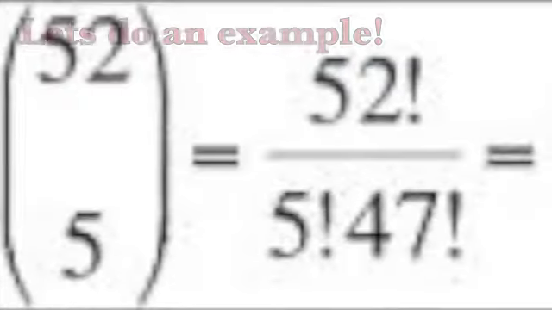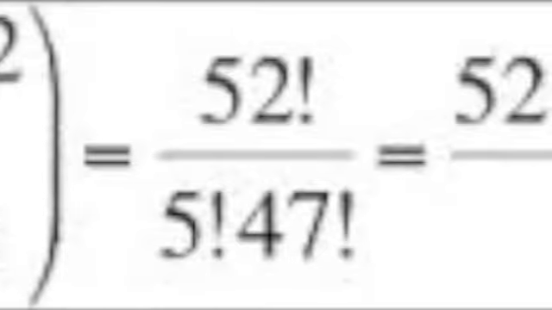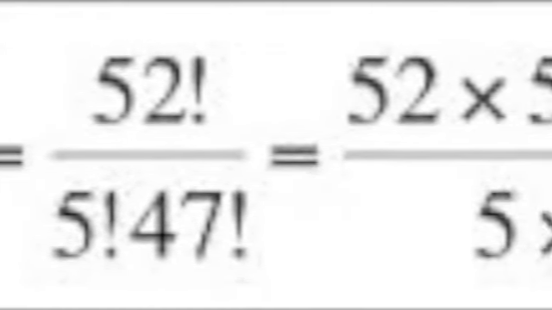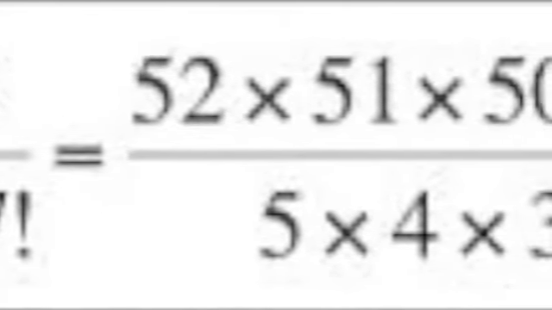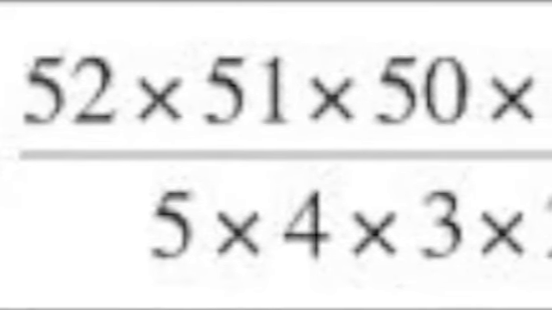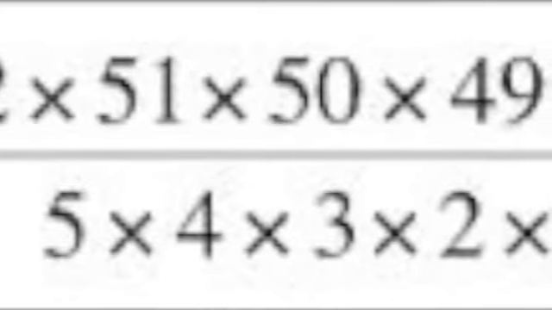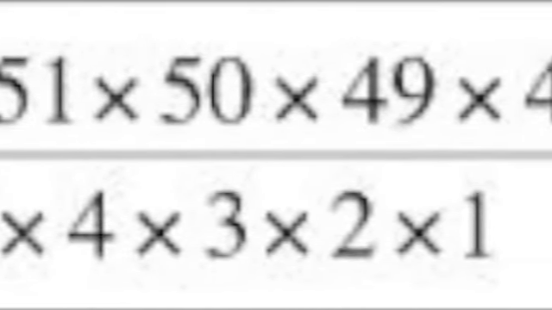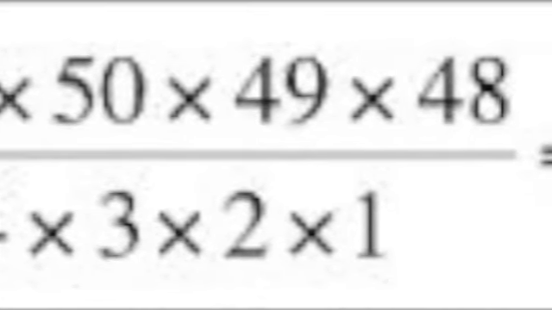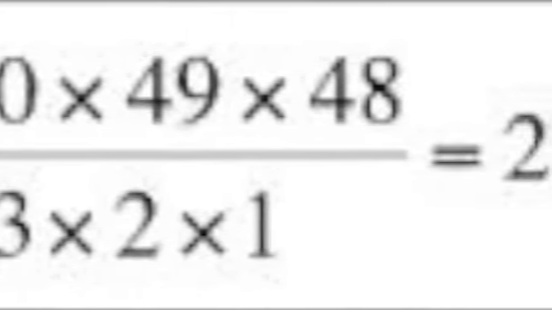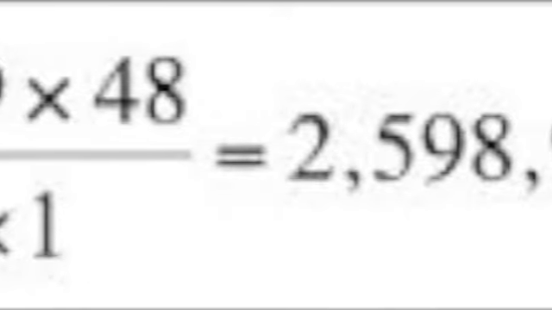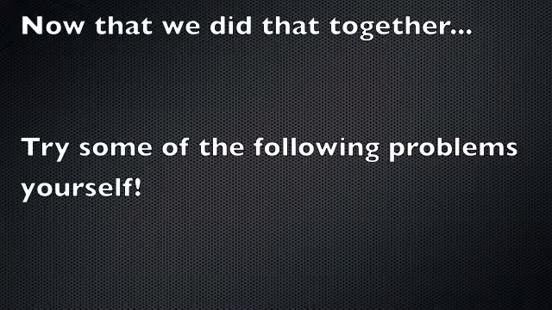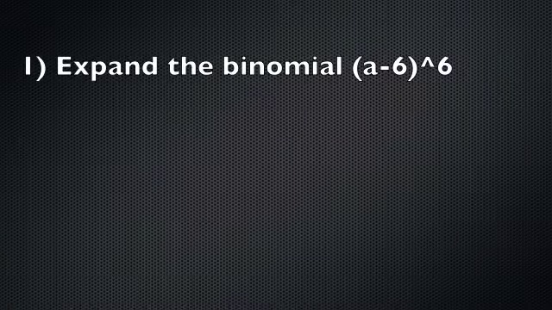So let's do an example. 52 choose 5, we have 52 factorial over 5 factorial times 47 factorial, and that would therefore equal 52 times 51 times 50 times 49 times 48 over 5 times 4 times 3 times 2 times 1, and that is going to equal your answer, which is 2,598,960. So now that we did that together, let's try some following problems yourself.